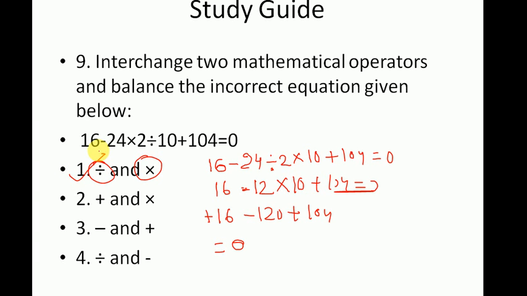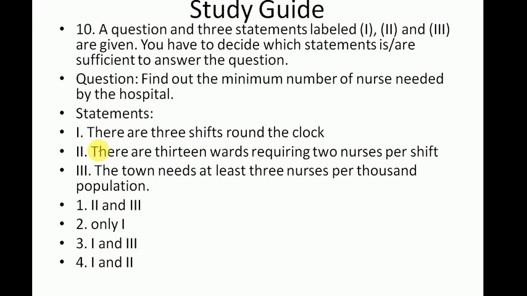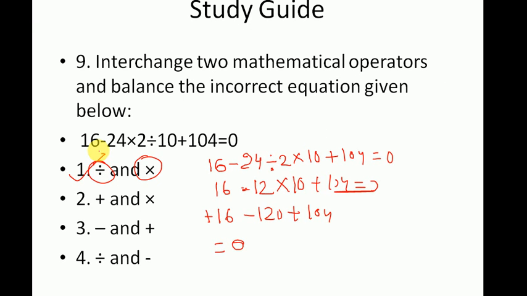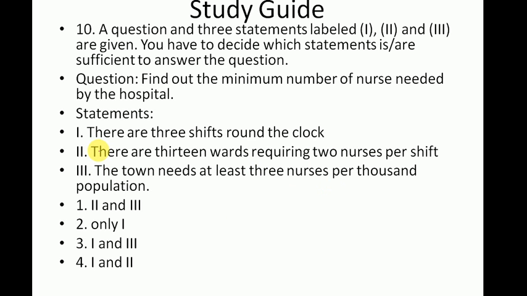Okay, and if option 1 fails, then go to 2. Again, if option 2 fails, then go to 3, and if option 3 fails, then go to 4. Okay, don't jump to 4 the first time. I hope this mathematical operation is very clear to you. So moving to the next question.